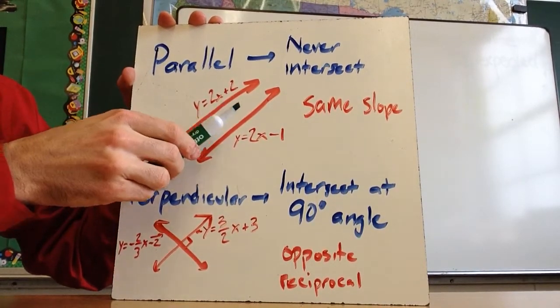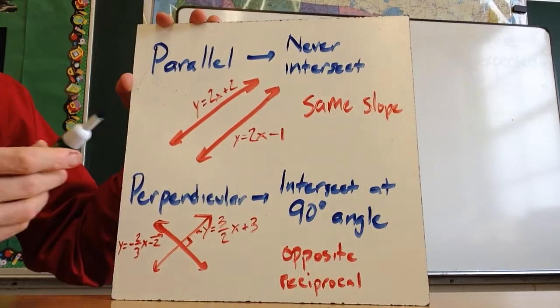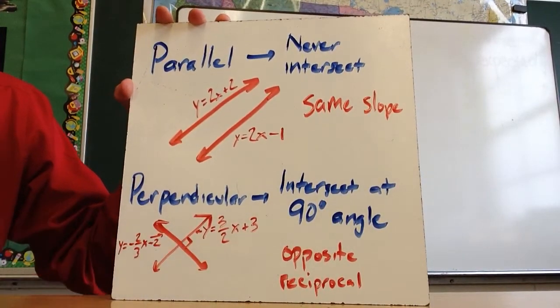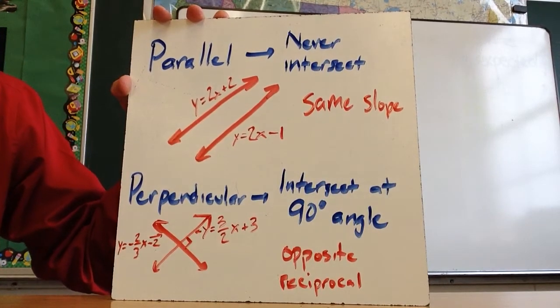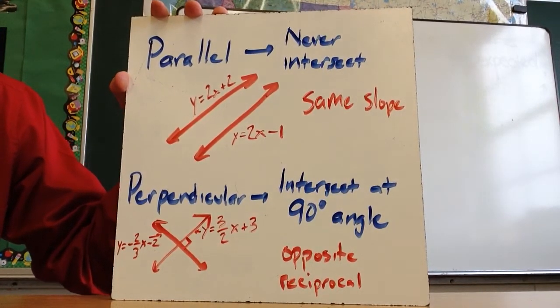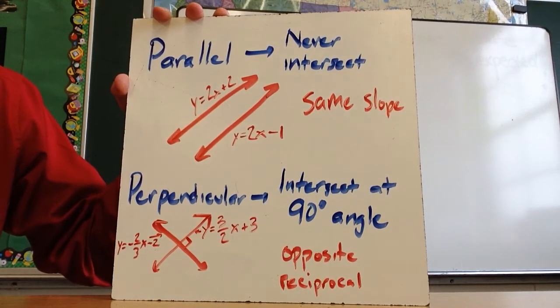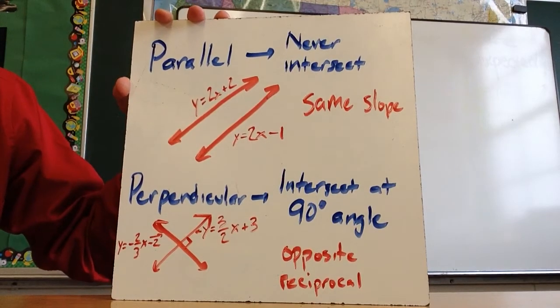So these two lines will never cross. And perpendicular lines are two lines that intersect at a 90-degree angle, so a right angle. So not only do they have to intersect, but they have to intersect at an angle that is exactly 90 degrees. There are lots of lines that intersect, but not all lines are perpendicular.